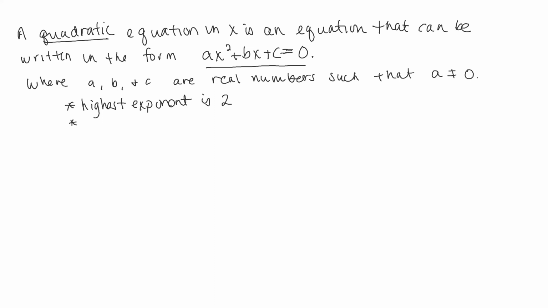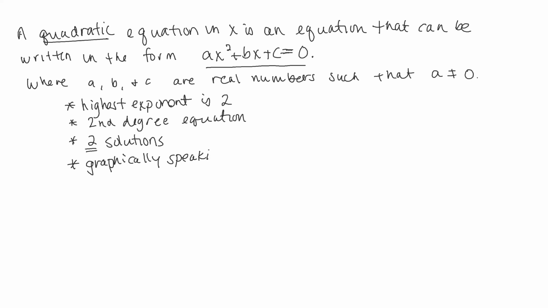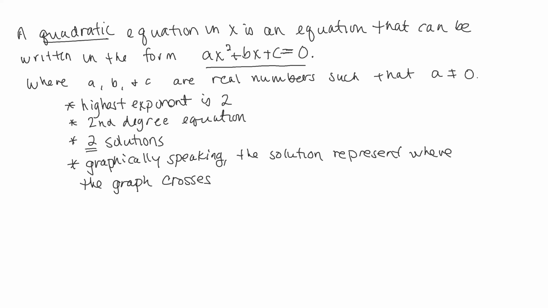We sometimes call this a second degree equation. And one thing I will say, when you have a second degree equation, you get 2 solutions. So there are going to be 2 values for x that satisfy the equation. Graphically speaking, we're not talking about graphs yet. Graphs come in a later chapter. But graphically speaking, the solutions represent where the graph crosses the x-axis, oftentimes called zeros.